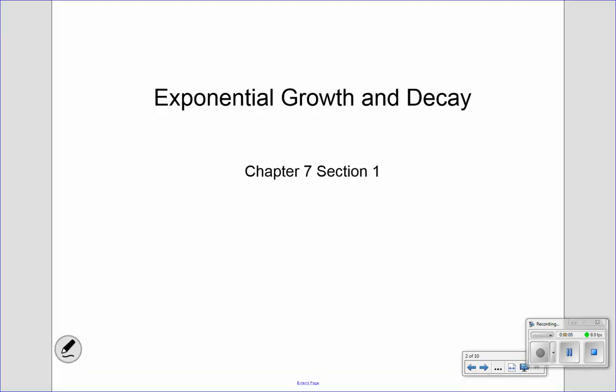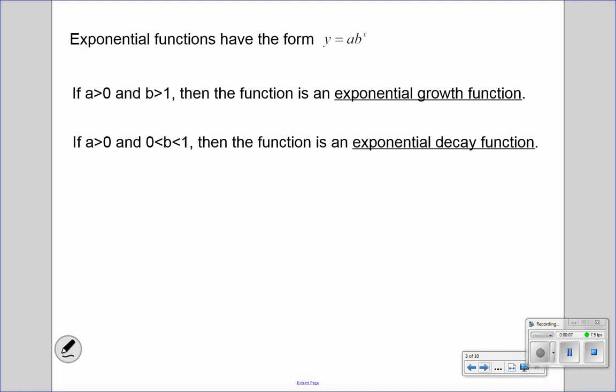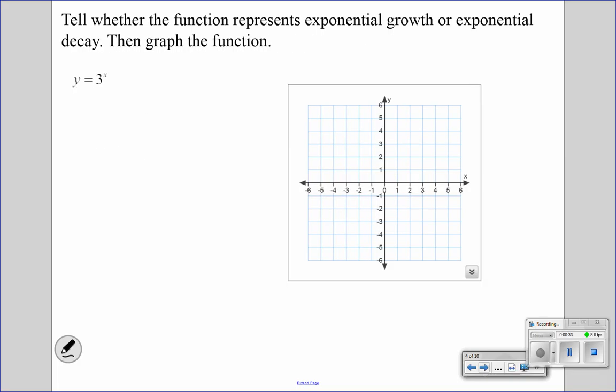Today we're going to talk about exponential growth and decay. Exponential functions have the form y equals a times b to the x, where a and b are constants and x is our variable. A has to be positive. If our b value is greater than 1, then the function is an exponential growth function. If our b is some number between 0 and 1, then the function is an exponential decay function.